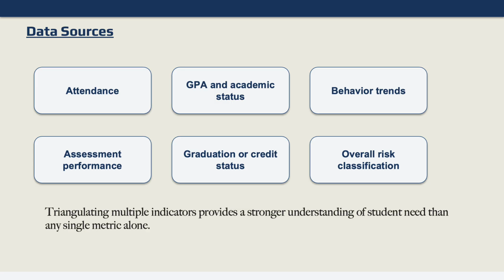Now, there are several data sources that were utilized for this data assessment, including attendance, grade point average, behavior trends, assessment performance, and grade status. And for this data assessment, triangulation was also used. When implementing triangulation, data assessors use 2 to 3 variables to help locate a target. Triangulating gives a clearer picture and better understanding of the student needs.